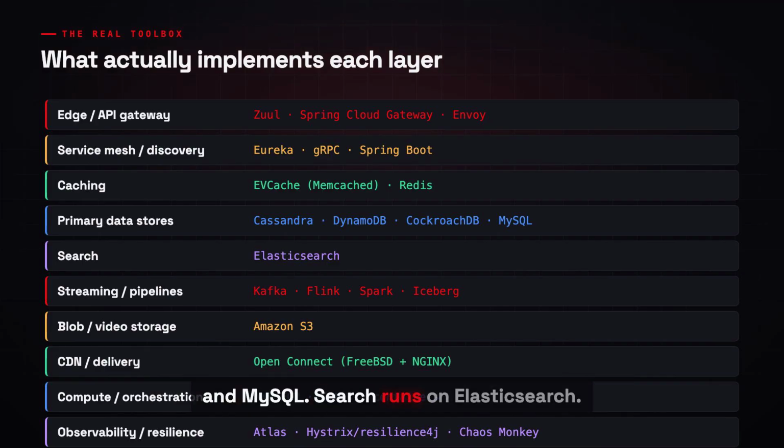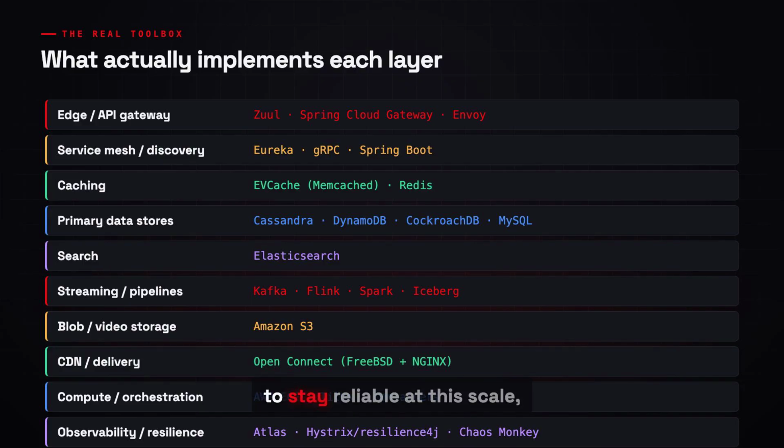Search runs on Elasticsearch. The data pipelines are Kafka, Flink, Spark, and Iceberg. Video sits in S3 and ships through OpenConnect. Everything runs on AWS Compute with their tightest container platform. And to stay reliable at this scale, they lean on tools like the Atlas metric system, circuit breakers, and Chaos Monkey, which deliberately kills servers in production to prove the system survives. This is a real, battle-tested stack.